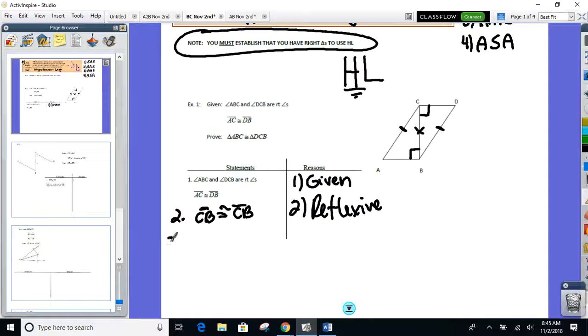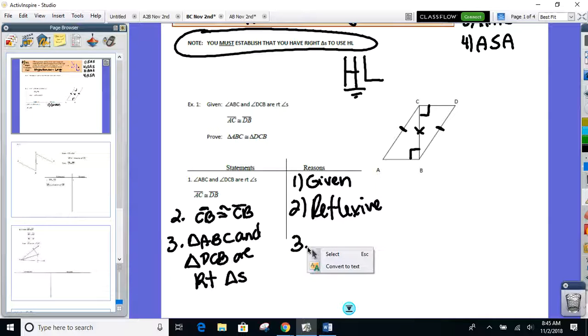So I need to tell you that triangle ABC and triangle DCB are right triangles. That is a must if you're going to use HL. You have to tell me you have right triangles. How do I know there's right triangles? For my reason, how do I know they're right triangles? Colin? Right triangles have right angles.